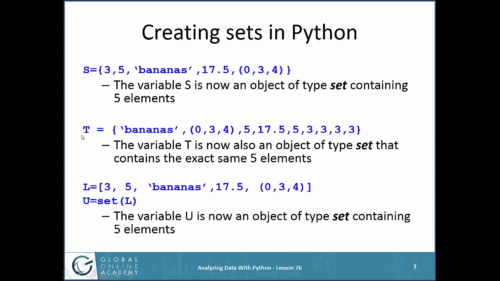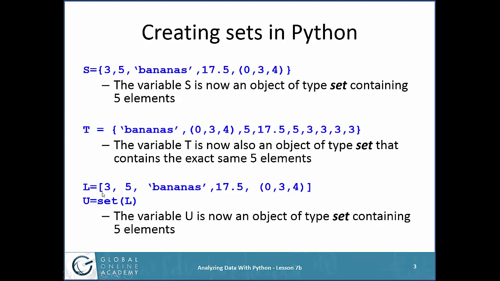Here, t equals the curly braces, quote, bananas, the tuple 0, 3, 4, a 5, a 17.5, a 5, a 3, a 3, a 3, and a 3. The variable t is now also an object of type set that contains the exact same 5 elements as s does. T and s are the exact same set.